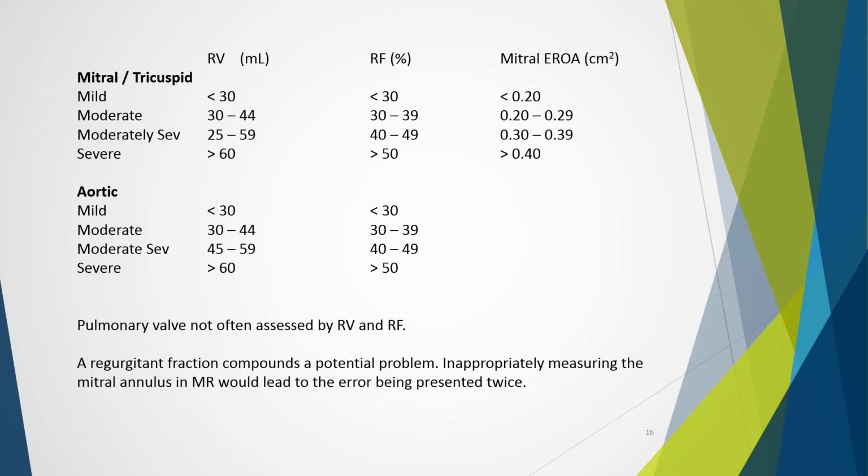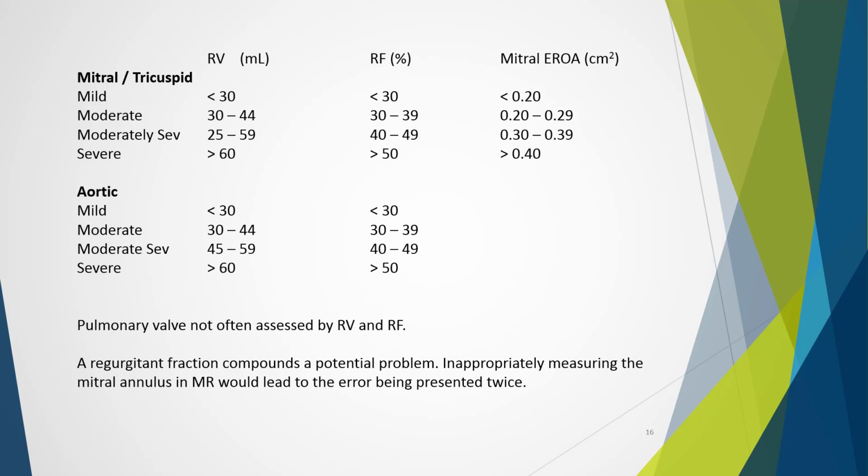And here we've got a table with a lot of numbers on there that gives us indications of severity. In our top area here, we've got the mitral and tricuspid valves, and we can see the regurgitant volumes in our ranges here give us mild, moderate, moderately severe, and severe. We can also work with our regurgitant fractions, and specifically for the mitral valve, we can use the effective regurgitant orifice area again to determine how severe the valve actually is. Then below here we've got the same situation for our aortic valve.